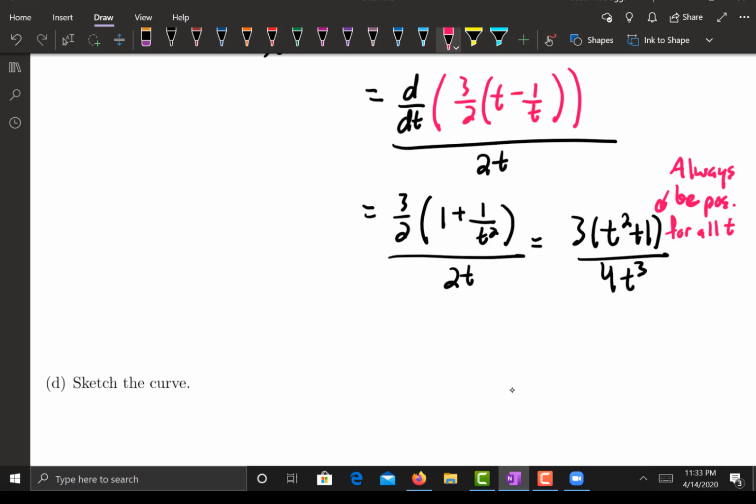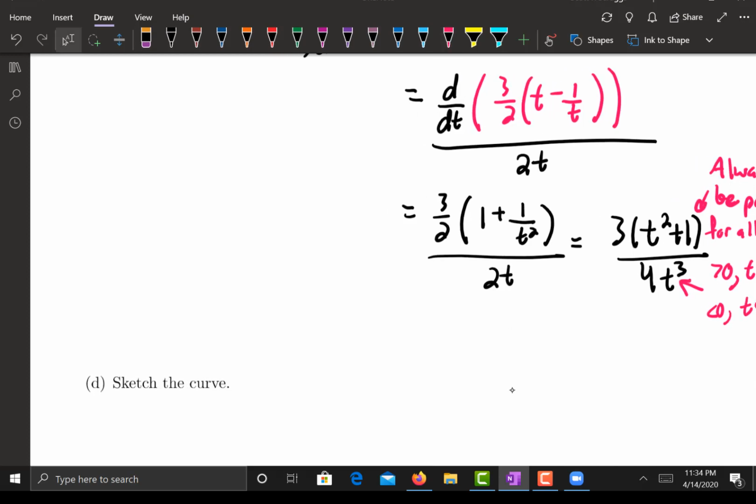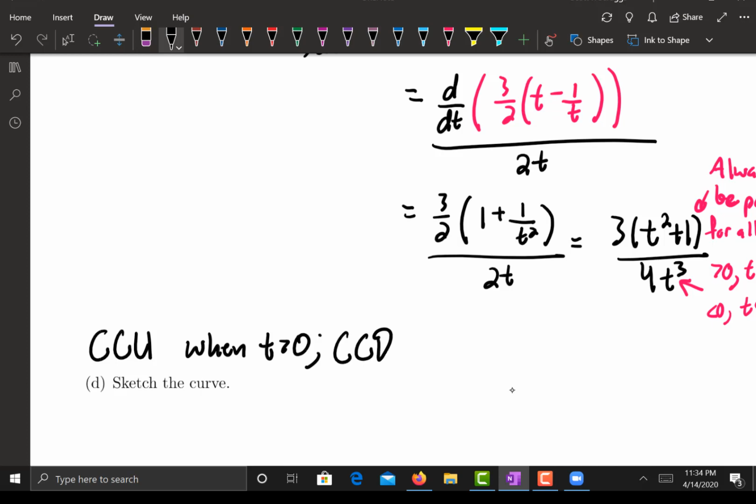Which means if I'm going to change from positive to negative, it's going to be dependent on that t cubed. And that t cubed will be greater than 0 if t is greater than 0, and it'll be less than 0 if t is negative. So what that means is I will be concave up when t is positive, and I will be concave down when t is negative.